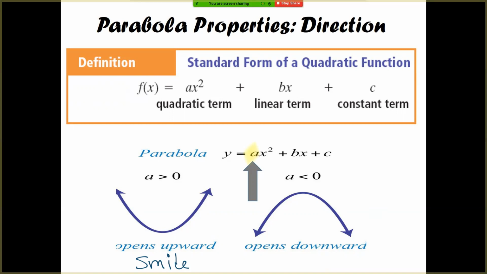If your a value is negative, most of my students don't like negative numbers because at some point they leave out their negative, lose it. That makes them frown. So I always say, if you frown, it opens down. So if a is negative, you're going to frown, your parabola is going to open downward like an upside down U.